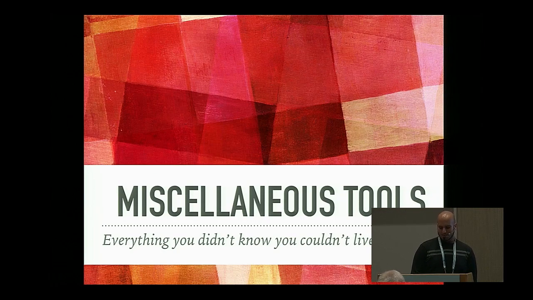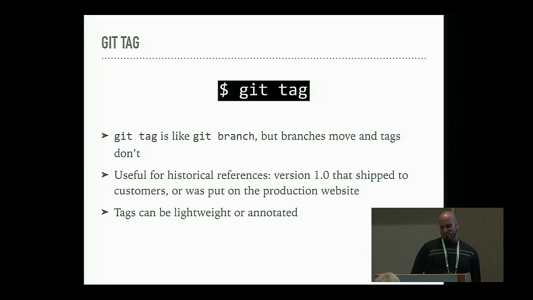Miscellaneous tools, everything you didn't know you couldn't live without. Git tag. Tags are a lot like branches, except that they don't move. So with branches, every time you add a new commit to a branch, the branch pointer automatically moves to point to that new commit. Tags don't move. That is effectively the only difference between branches and tags in Git.